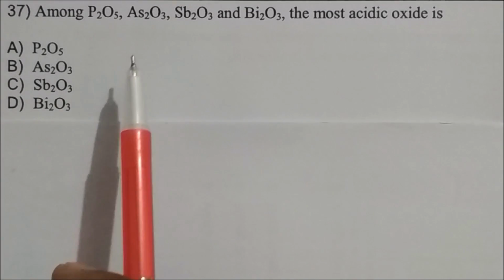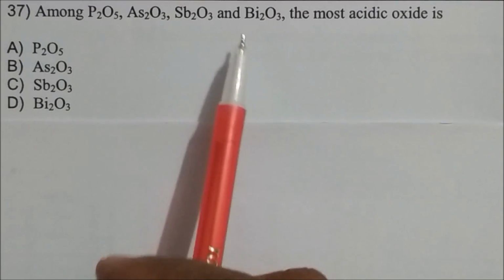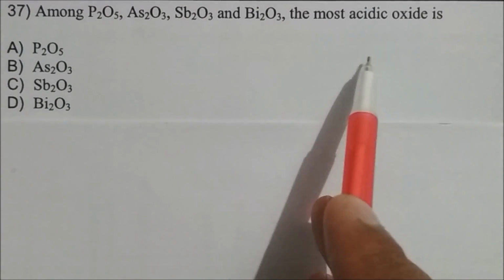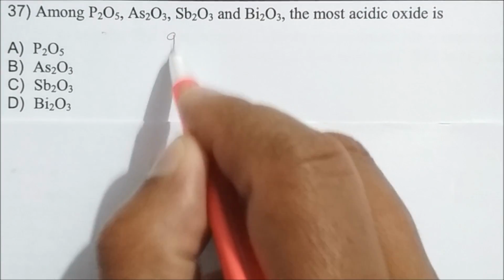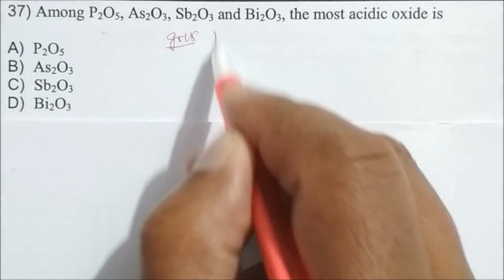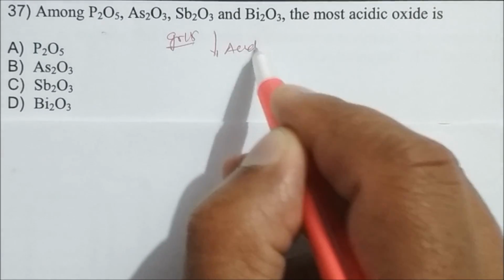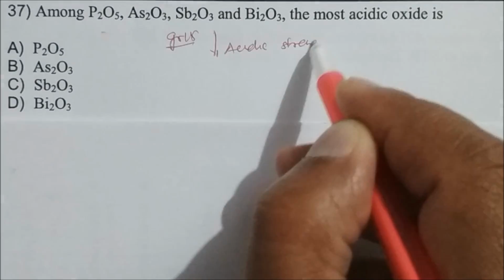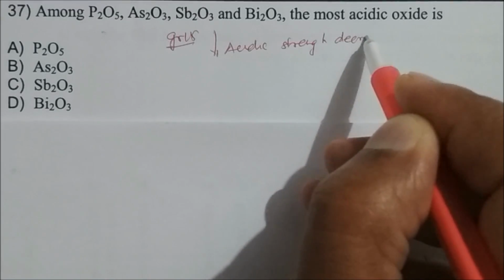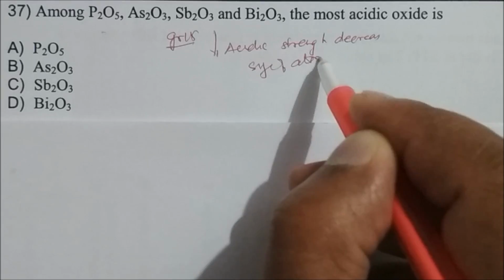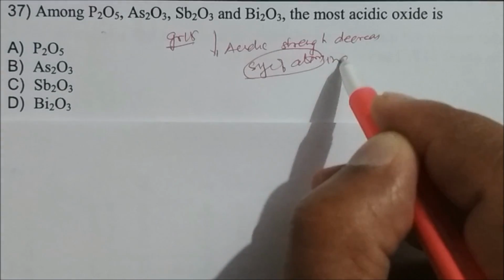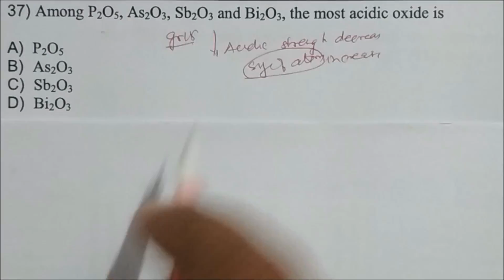Among P2O5, As2O3, Sb2O3 and Bi2O3, which is the most acidic oxide? Now, these are members of group 15, and down the group, acidic strength is decreasing. Why will it decrease? Because the size of the atom is increasing. When the size of the atom increases, the acidic strength of the oxide will decrease.